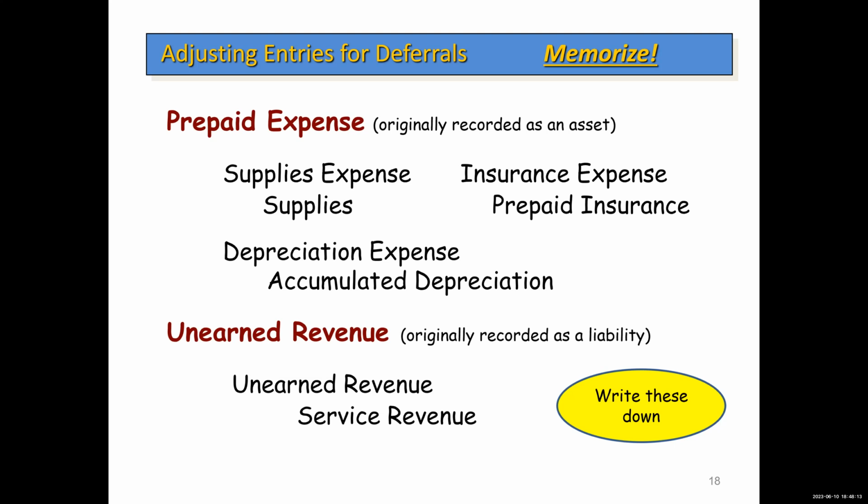So when you're doing an AJE related to supplies, it's always going to be debit supplies expense and credit supplies. When you do a prepaid insurance adjusting journal entry, it's always going to be debit insurance expense, credit prepaid insurance. And when you record a truck and you're trying to record the wear and tear of that truck, you're going to debit depreciation expense, credit accumulated depreciation.